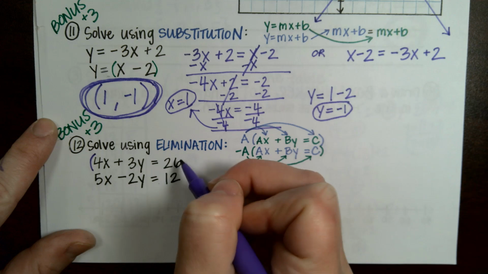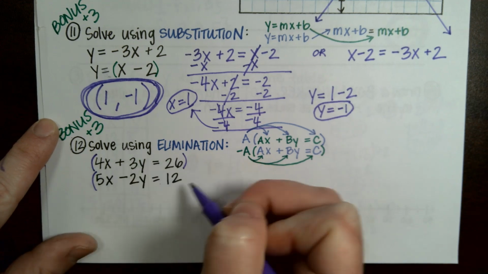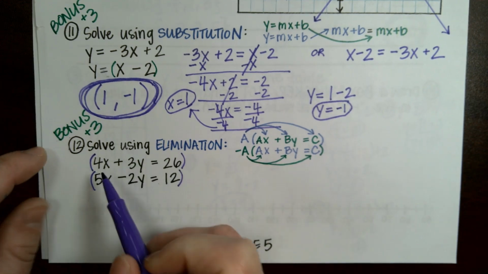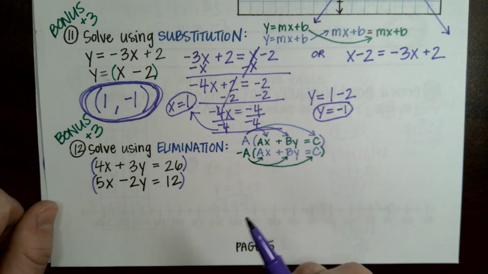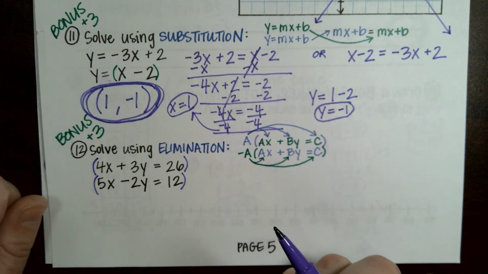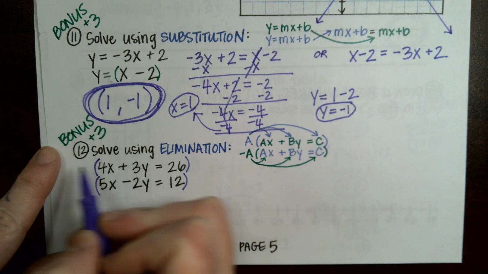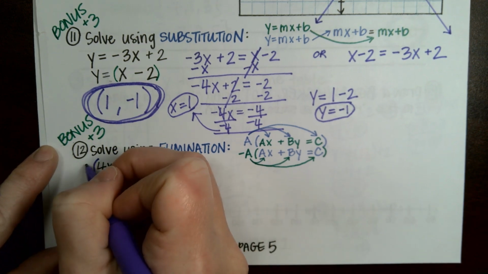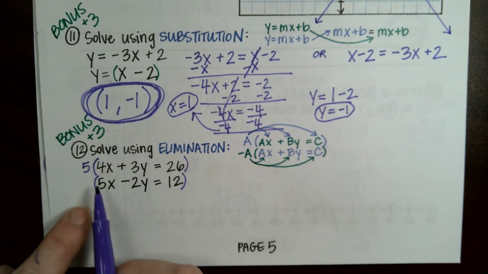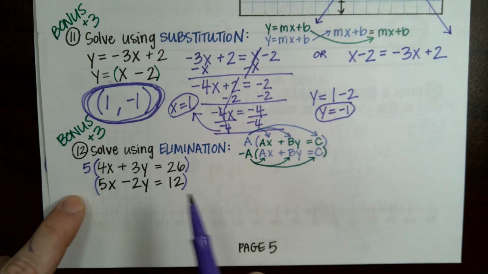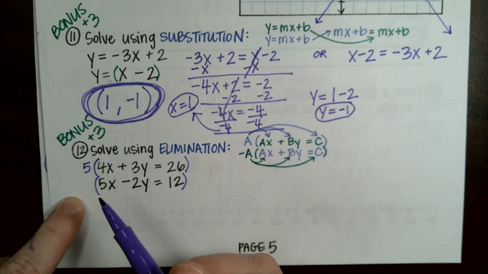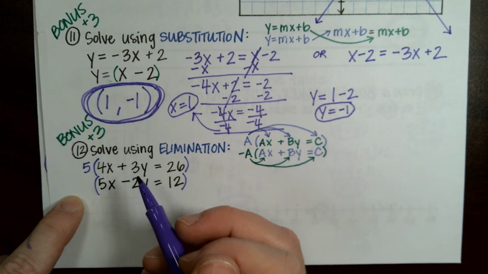What could we multiply these numbers by to get them to be the same? 4 and 5. Let's just use 4 and 5, 5 and 4. So I'm going to multiply my top equation by 5, and my bottom equation by what? Negative 4.